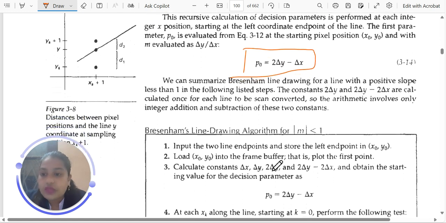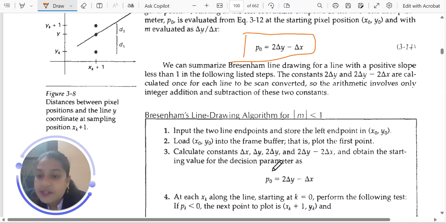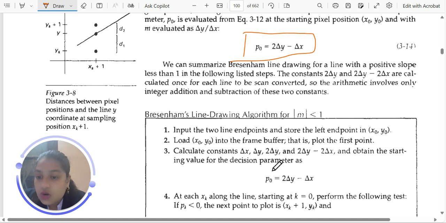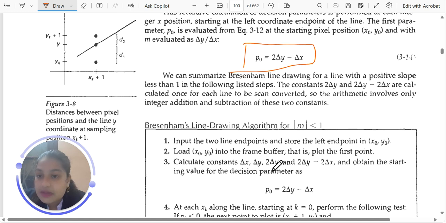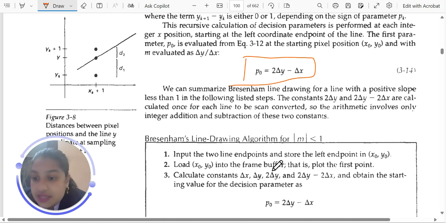Okay. So now here, this is the distance between pixel positions and the line's y coordinates at sampling position xk+1. See this one, this is (xk+1, yk), this is y, and this is where the line is passing, and this is (xk+1, yk+1). And look at the distance over here. D2 is lesser than D1. So we will be selecting which one? Of course, the smaller one, right?